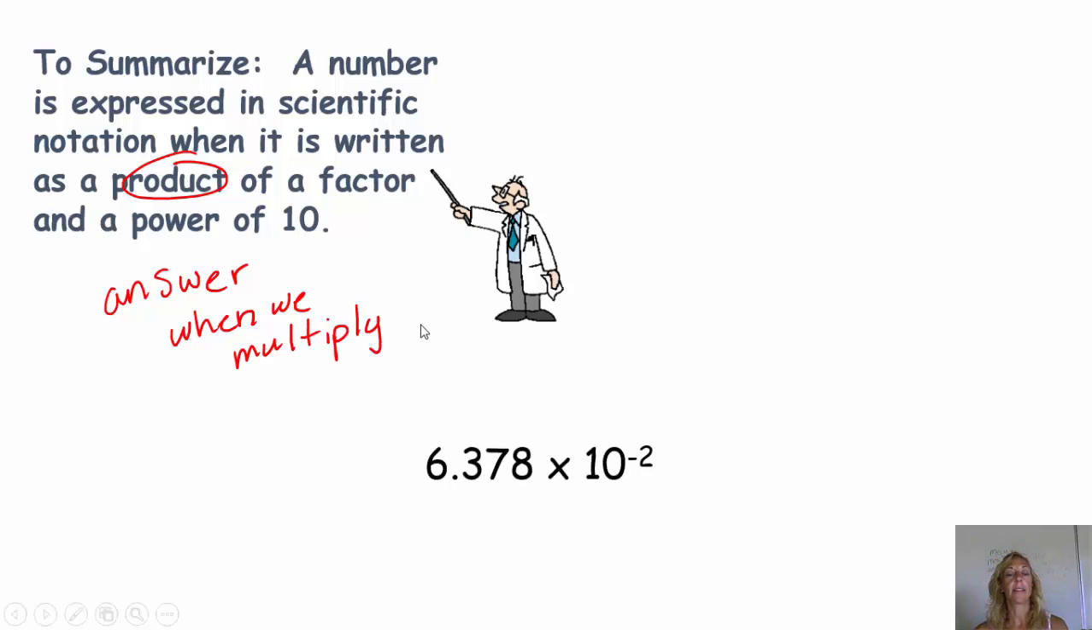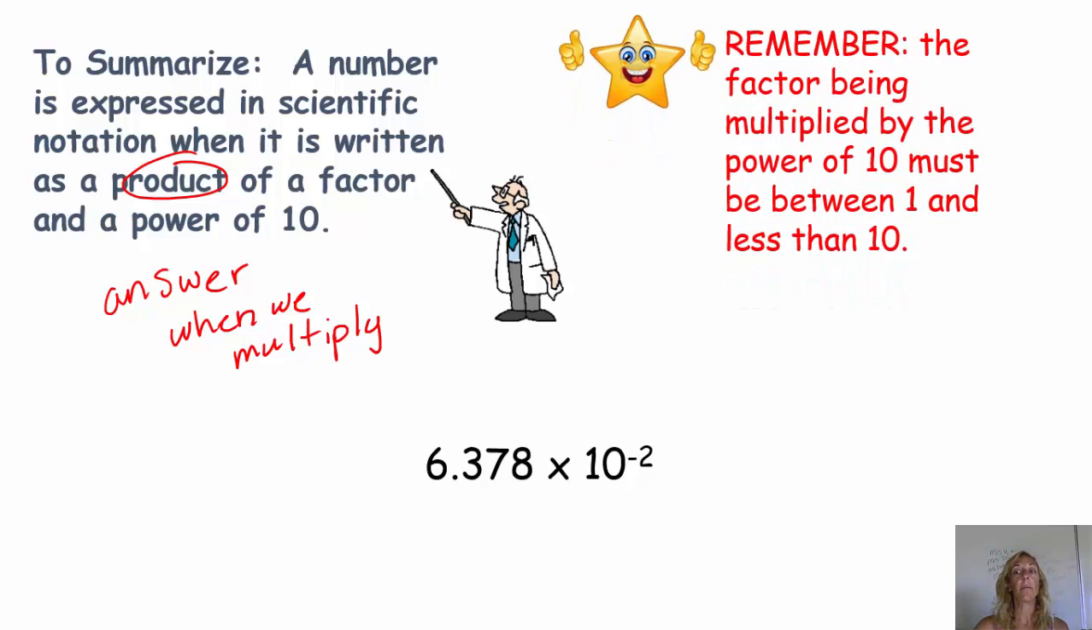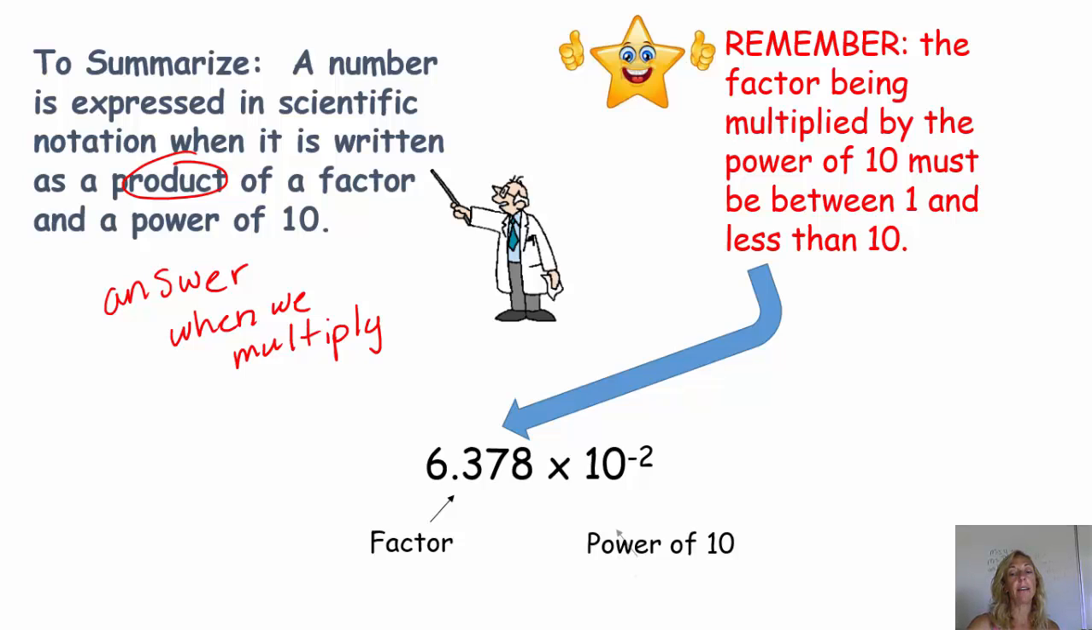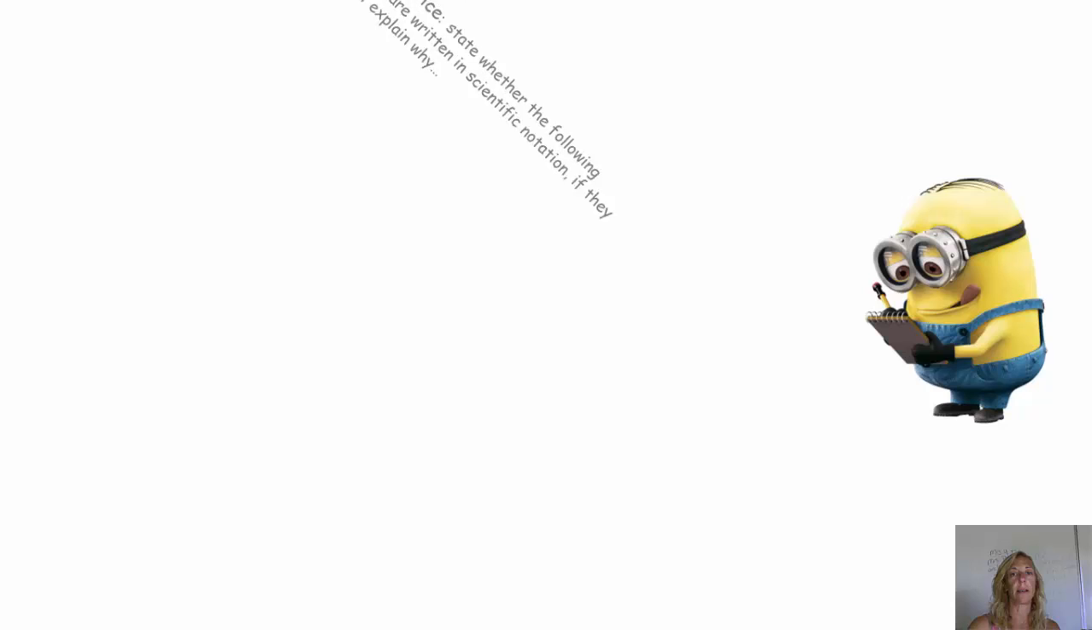Now, let's take a look at this. We have 6.378 times 10 to the negative second. Notice that we have a product of a factor, which is the 6.378, and a power of 10, which is 10 to the negative second. So remember, the factor being multiplied by the power of 10 must always be between 1 and less than 10. And notice 6.378 is just that. It's between 1 and less than 10, and that is our first factor. Notice that our power of 10 has any exponent that you want to assign to it, just as long as that base is always going to be 10. So let's try some.